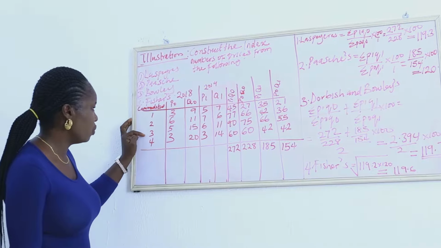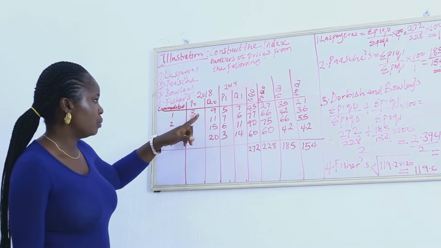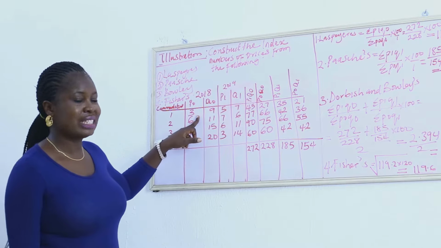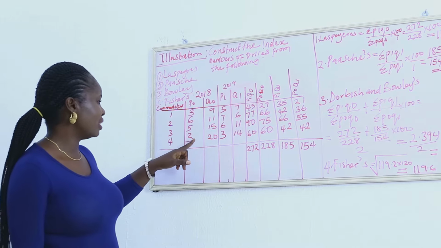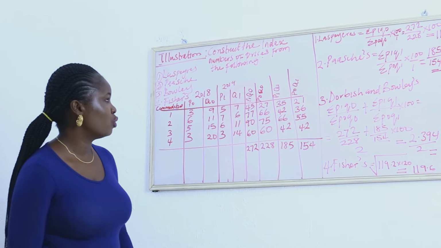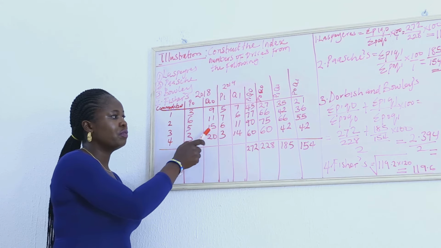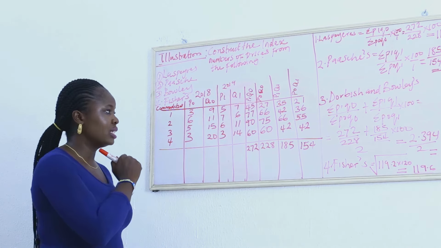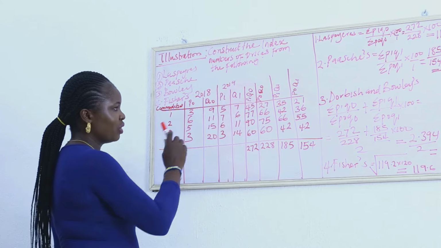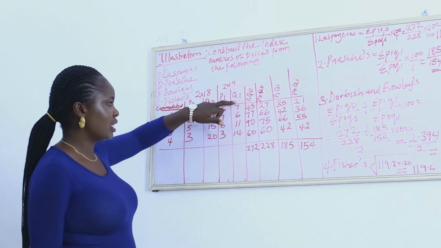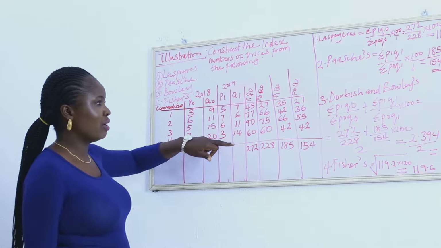Commodity is 1, 2, 3, 4, and the price of 2018 is 3, 6, 5 and 3. Then the quantity of 2018 is 9, 11, 15 and 20. The price of 2019 is 5, 7, 6 and 3. Then the quantity of 2019 is 7, 6, 11 and 14.